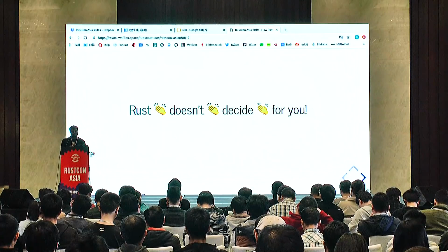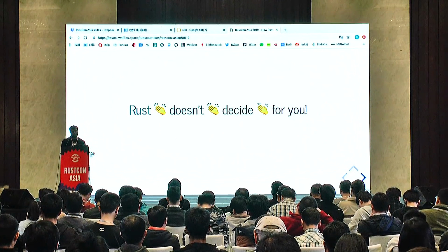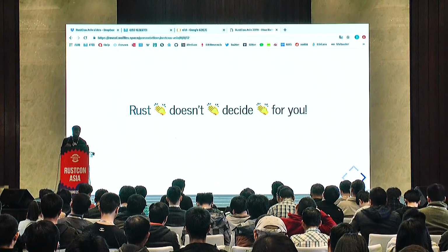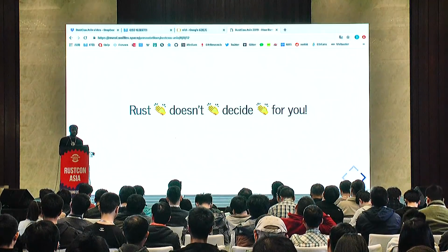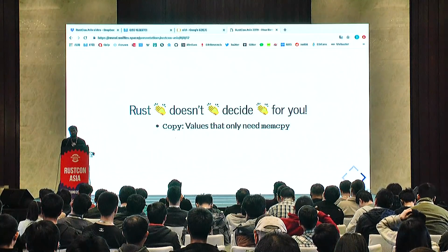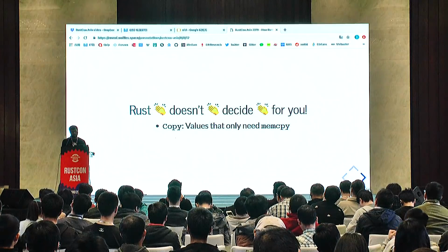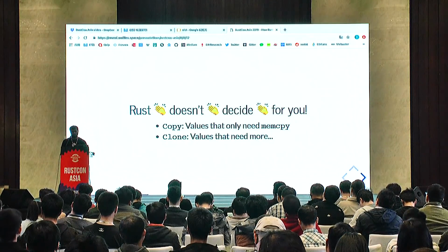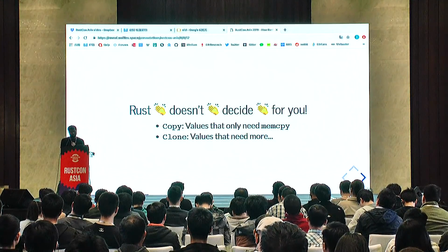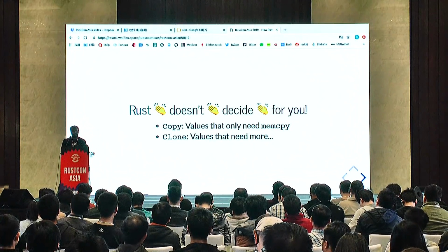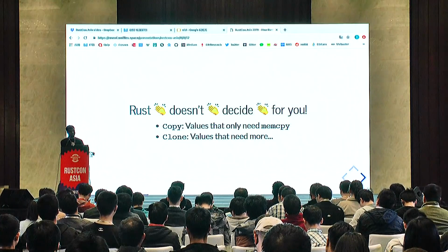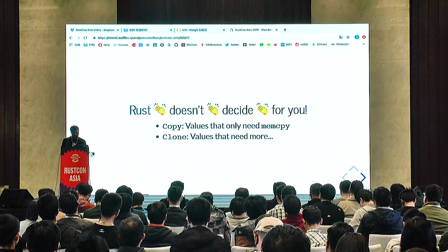And Rust doesn't make decisions for you. By default, it allocates everything on the stack. And if you want heap, then you need to specify that to Rust. And you do that through two interfaces or marker types, Copy and Clone, which tell you whether the types or values can be easily copied safely, or whether they need additional work to be performed, like heap allocation or file descriptors or whatever.